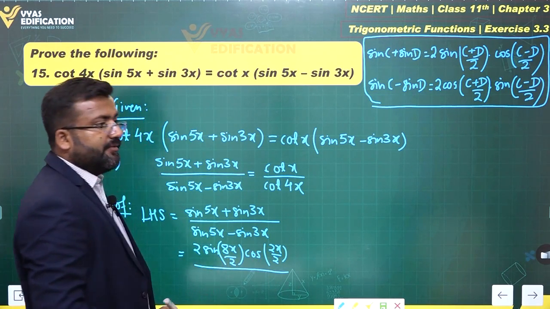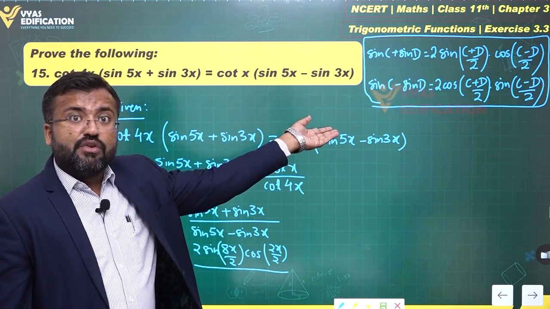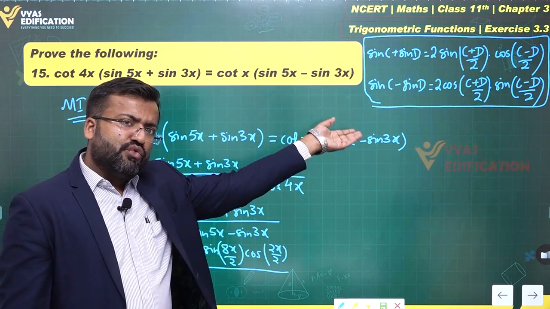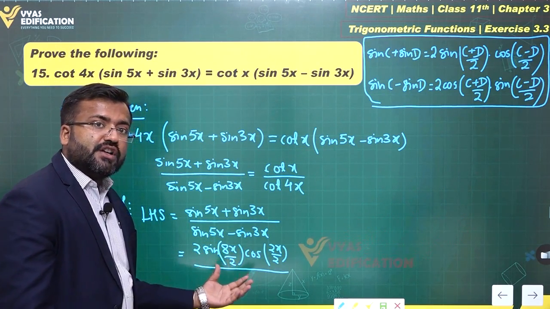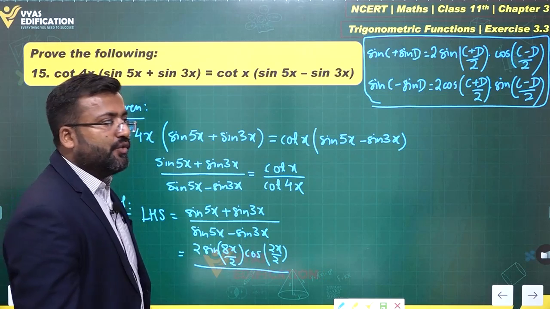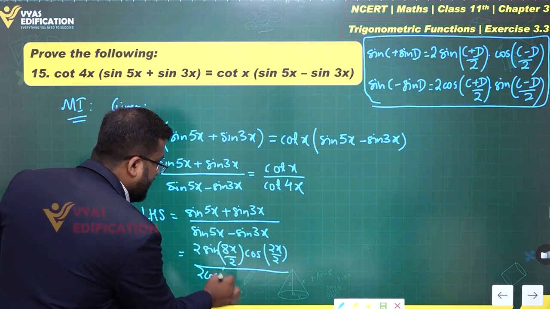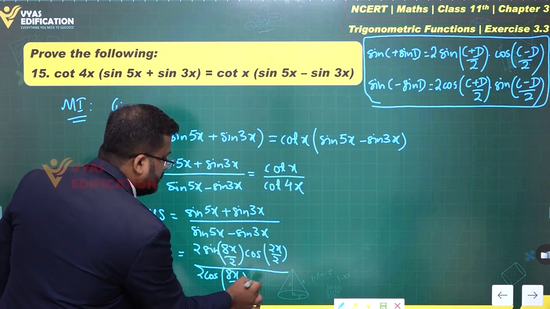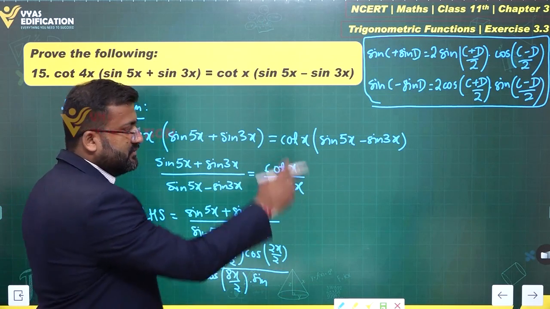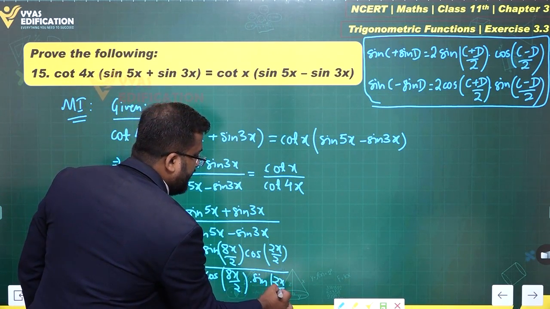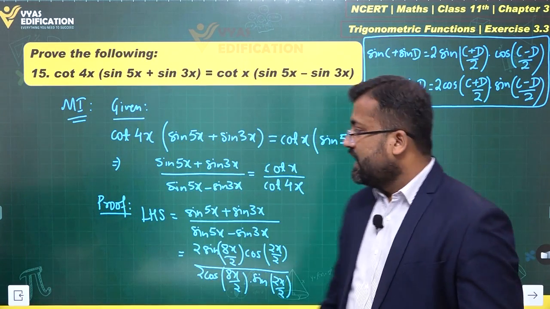What about the denominator? In the denominator you have sine 5x minus sine 3x, which is equivalent to sine c minus sine d. That will be equal to 2 cos c plus d by 2 sine c minus d by 2. This is 2 cos 5x plus 3x by 2. 2 cos, what is 5x plus 3x? That is 8x by 2. Sine 5x minus 3x by 2. Clearly observe that this is 2x by 2, right? Can we simplify this further? Yes.